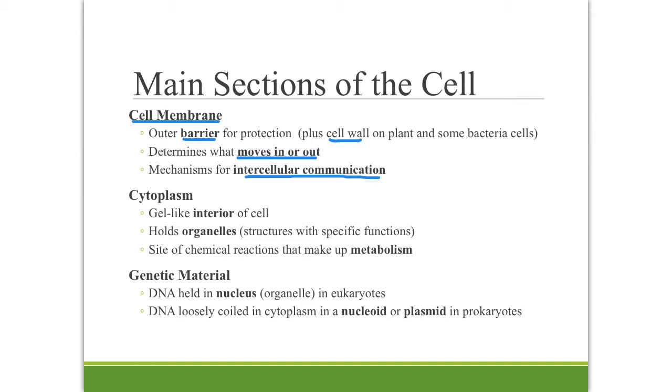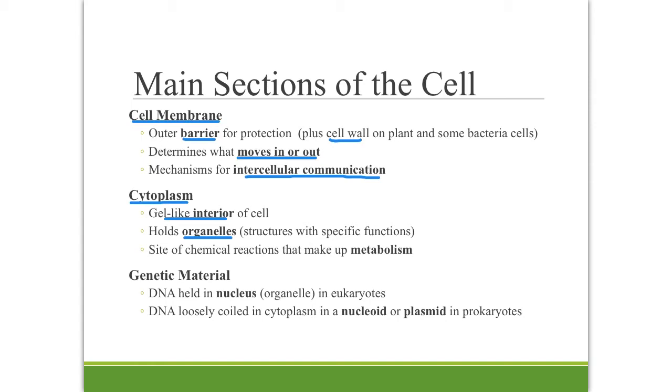Then another main section of the cell is the inside of the cell, or the cytoplasm. So that's the interior, and it's kind of gel-like, sort of like jello. And that's where you'll find the organelles, the distinct structures that have particular functions and that can be seen. They're wrapped up in a membrane, so you can kind of see their outlines, but they're in the cytoplasm.